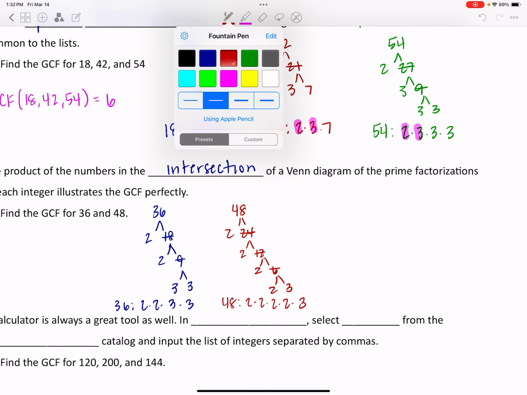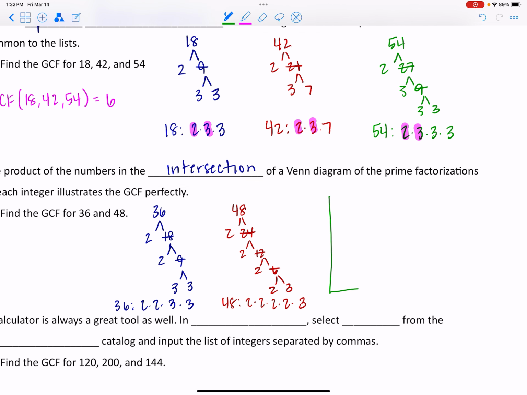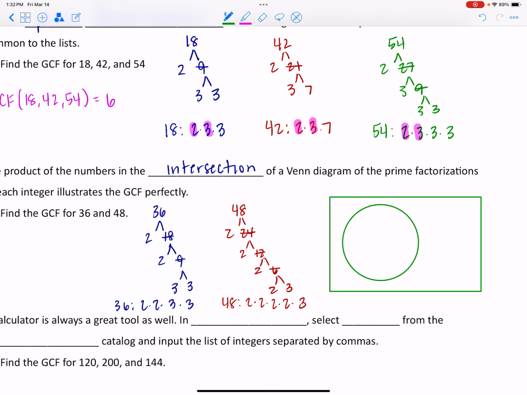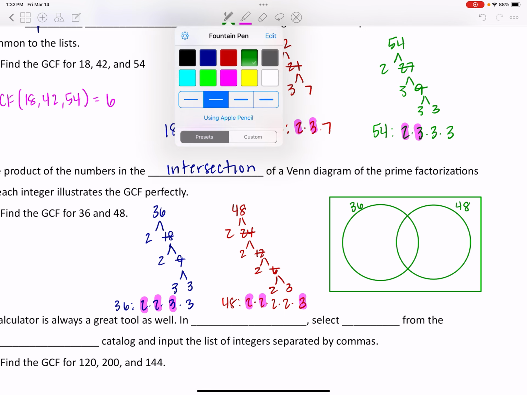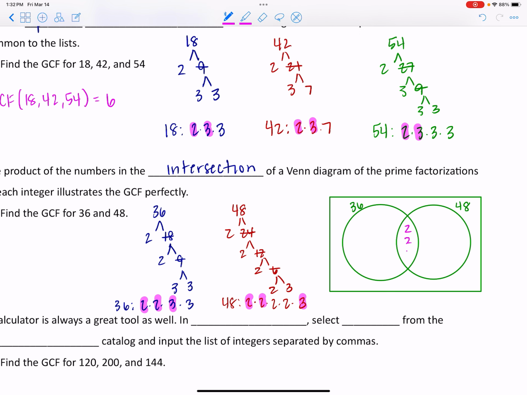So what I'm going to do now is make a Venn diagram for these prime factors. One circle for my first number, 36, one circle for my second number, which is 48. If I was making this Venn diagram, the overlap would be the factors they have in common. So what's in common to these lists? Well, they have a factor of 2, they've got a second factor of 2, they both have a factor of 3, and those look to be the common prime factors. So in my intersection, I would have a 2 and a 2 and a 3.